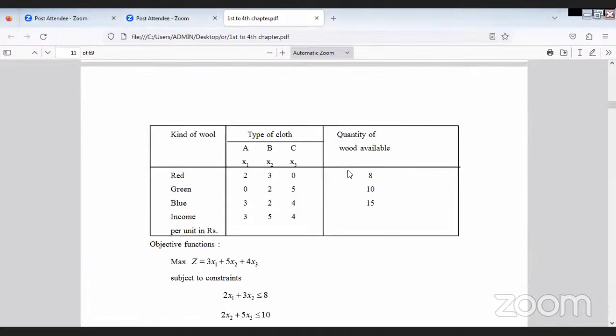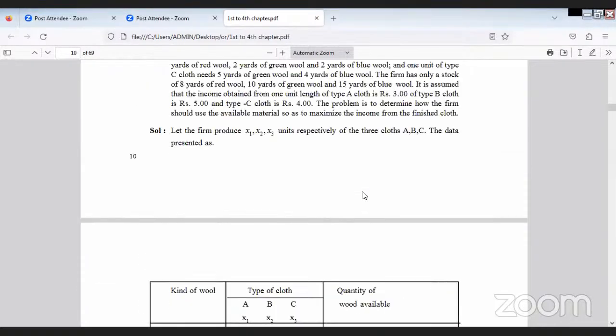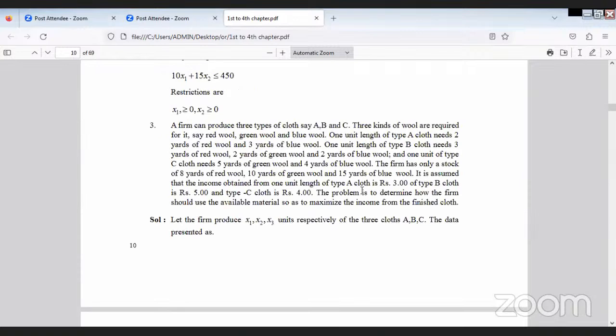Next, the third one is a little similar problem. Don't think the problem is big, its answer is small. A firm can produce 3 types of cloth A, B, C. 3 kinds of wool are required for it, say red wool, green wool, blue wool.